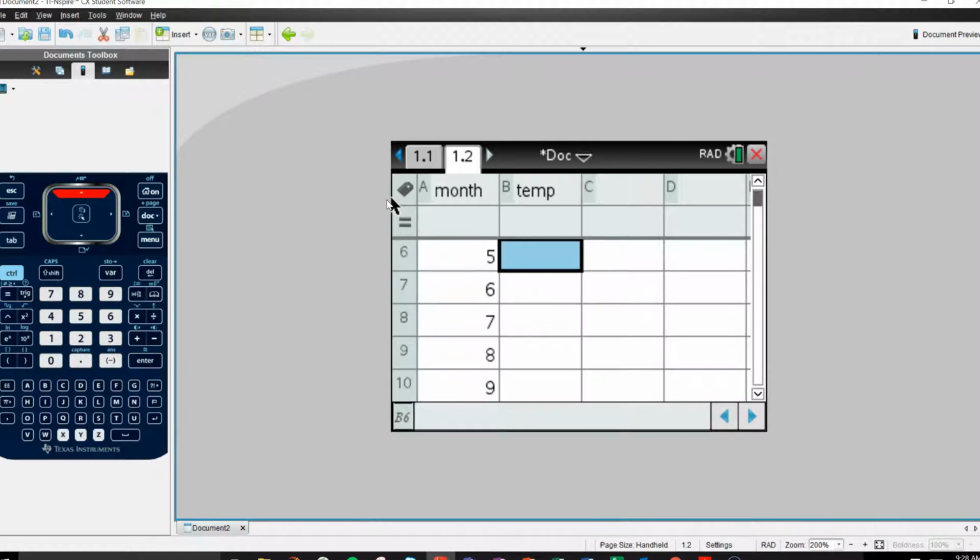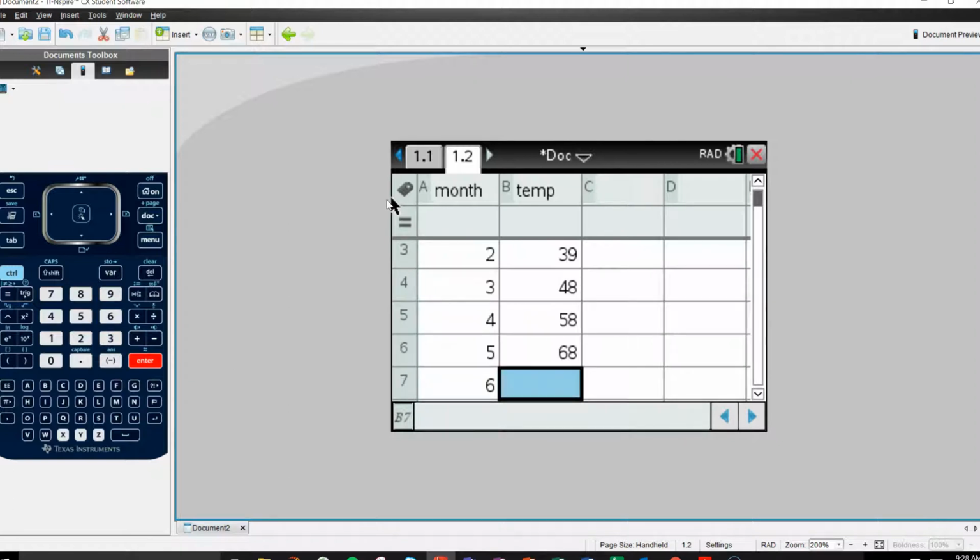And then I'm going to go back up, and for each month I need to enter the temperature for that month. So January was 29 degrees, February 30, 39, 48, 58, 68. Sorry if I'm moving a little fast. You can pause if you need to. I'm on a computer, so it makes it a little easier. July was 74, 72, 65, 55, 45, and 34. Okay, if you need to, pause the video, catch back up, and then press play again.